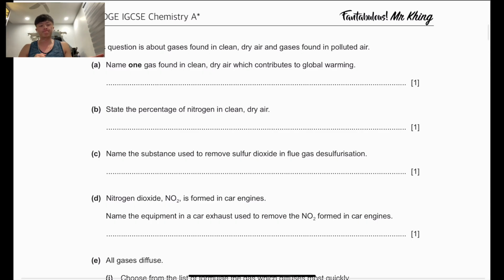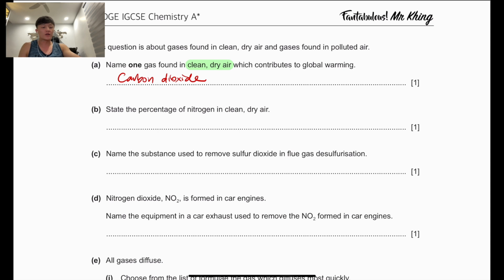See Q1 about air and water. So what is the gas that is found that contributes to global warming? Global warming, greenhouse gas. So carbon dioxide. And one more thing here, in this case, the answer cannot be methane, even though methane contributes to global warming. Why? Because as mentioned here, in the clean, dry air. So the answer can only be carbon dioxide.